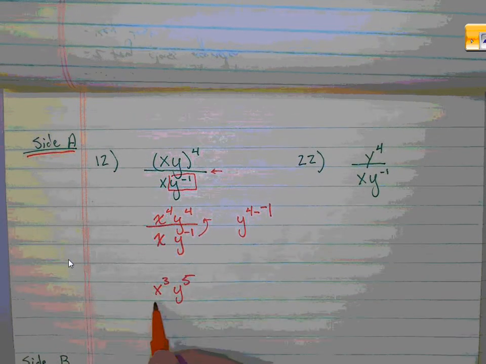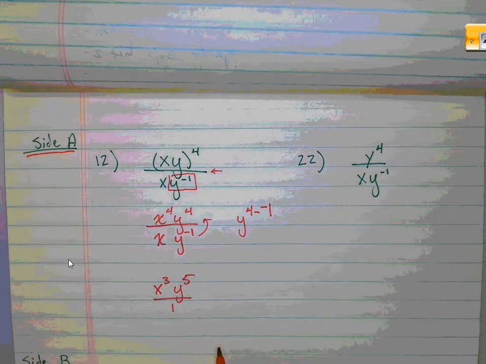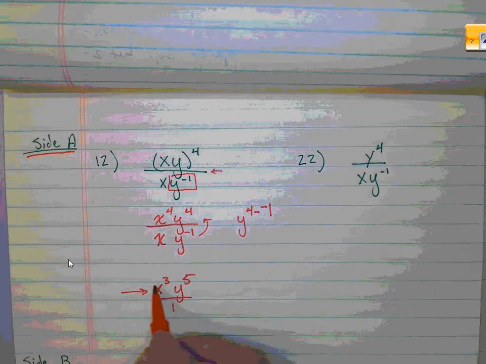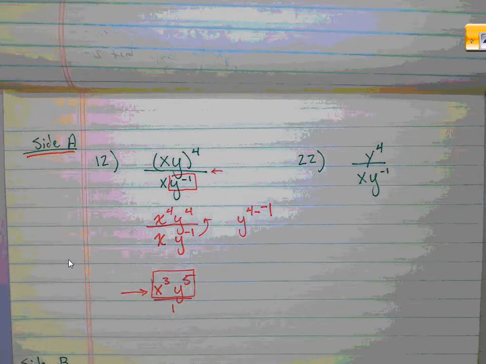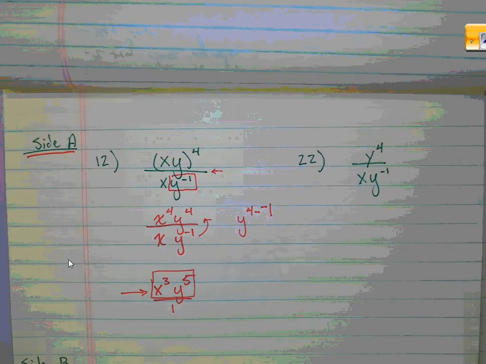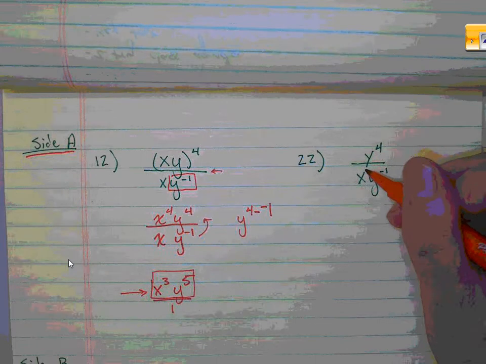If you're wondering where the denominator went, you can write it as over 1. Most people wouldn't. Most people would just take the numerator as the answer. But you're not technically wrong if you write it as over 1. All right, we see the same sort of thing happen over here in problem 22. That's why we're looking at these together.